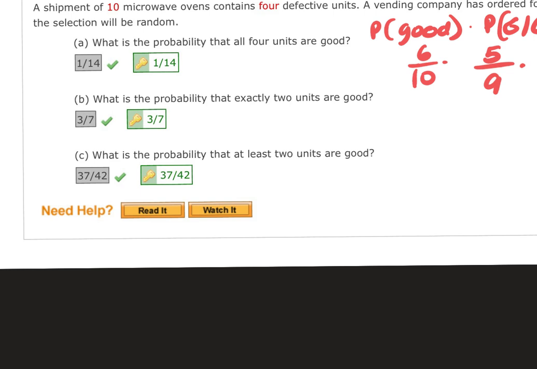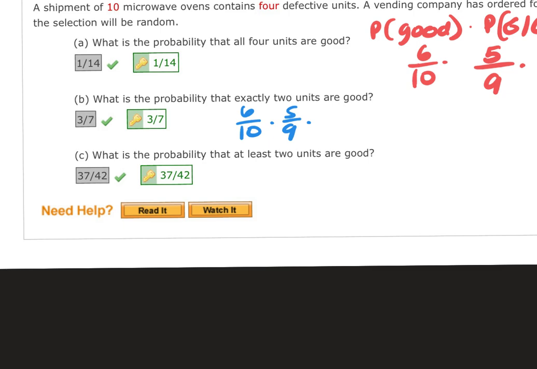B says, what's the probability that exactly 2 units are good? So this means I want the first one to be good, the second one to be good, but then the rest not good, right? So what's the probability I get 1 good one? The first one. 6 out of 10. Now assume I got a good one. What's the probability I'm going to get another good one? 5 out of 9.